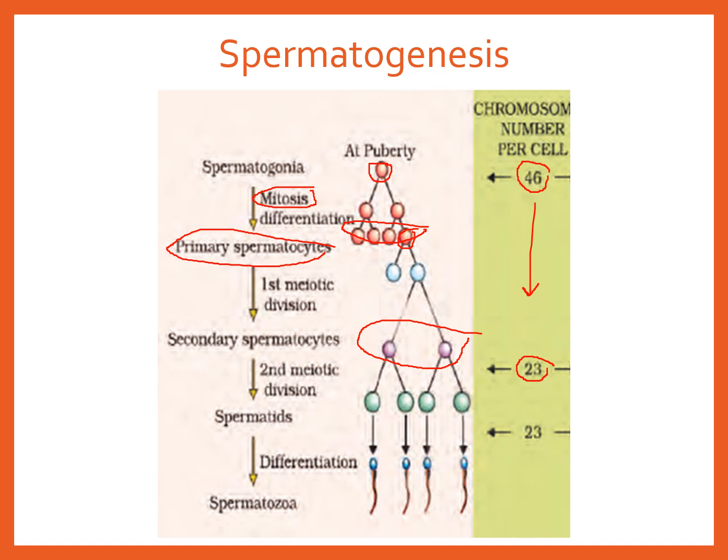So here you see the spermatids are still 23. That is, the spermatids still have 23 chromosomes. So it has n number of chromosomes and the spermatogonial cell has 2n number of chromosomes. The spermatids undergo differentiation to form the spermatozoa.